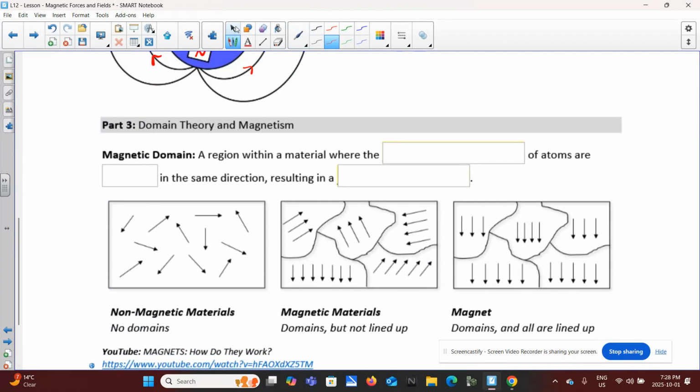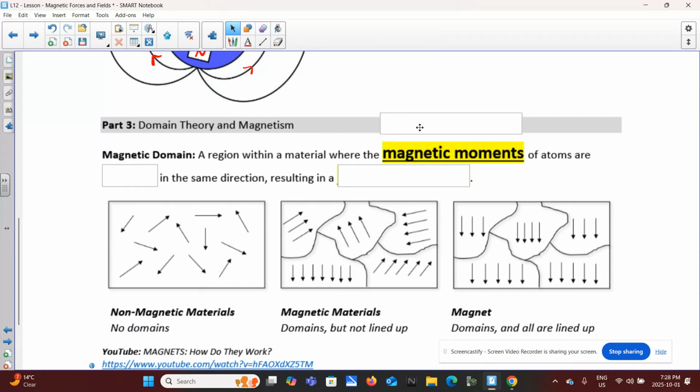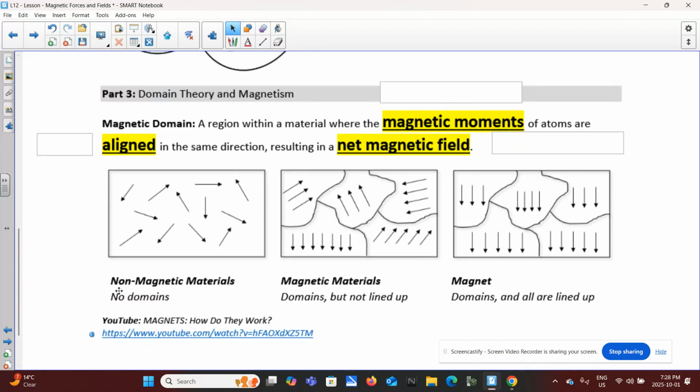Domain theory and magnetism. So, magnetic domain: a region within a material where the magnetic moments of atoms are aligned in the same direction, resulting in a net magnetic field. So what I have is a magnetic substance. There's a whole video on this, but the video goes into excruciating detail about half-filled orbitals and electron spins. It's really worth watching, but it's also way too much detail for what we need in Physics 30.